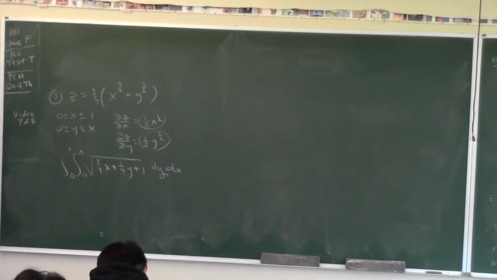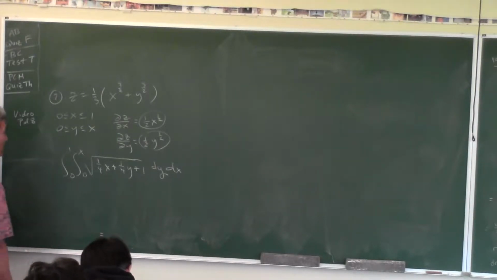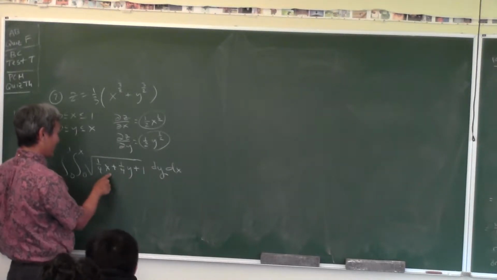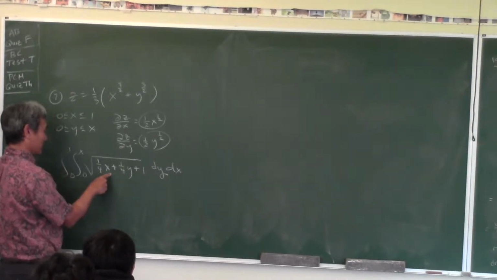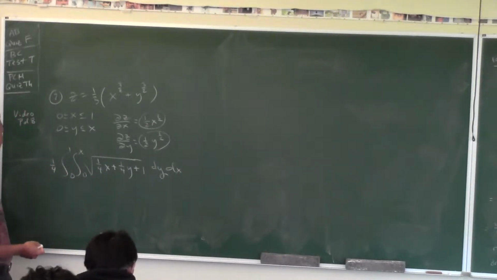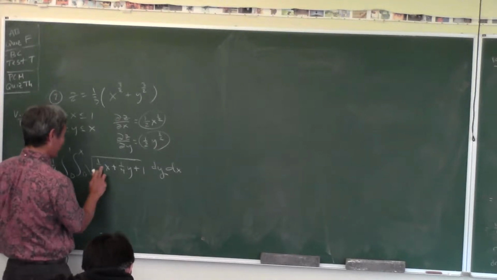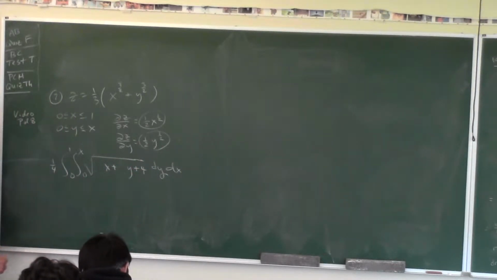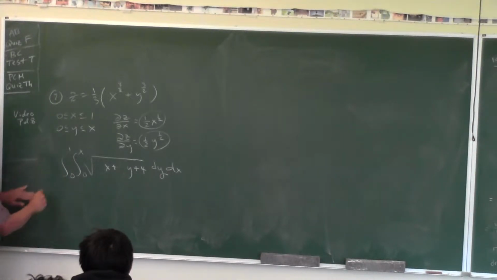Can we at least set up the integral? That's where I got stuck. Do you want to factor out the 1/4 from this? You just treat 1/4 x as a constant. Yeah, it's a constant. Why don't we factor out the 1/4, and that just becomes x plus y plus 4. And take out the 1/2.